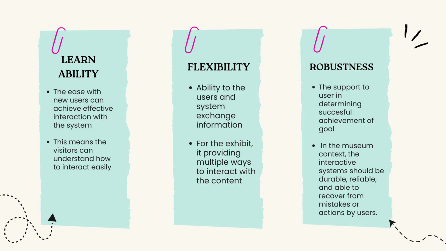Next, principles to support usability in interactive system design based on the scenario. Firstly, learnability. It is the ease with which new users can achieve effective interaction with the system. This means the visitor can understand how to interact easily, ensuring the exhibit is easy and enjoyable. The second one is flexibility. This means the ability of the user and system to exchange information. For the exhibit, it provides multiple ways to interact with the content. The last one is robustness. This means the support given to the user in determining successful achievement of goals. In the museum context, the interactive system should be durable, reliable, and able to recover from mistakes or actions by users, because the exhibit should work well and handle errors smoothly to ensure a positive experience for all visitors.